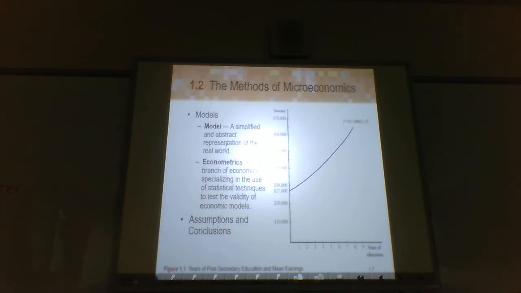Now we talk about models. A model is kind of difficult to devise, but here we're going to talk about something very simple. Here is the years of education. So we are talking about the education market, years of education, and here is the income. A model is a simplified and abstract representation of the real world, and in this case we are talking about the education market.